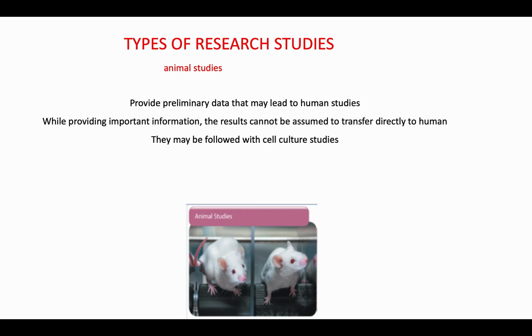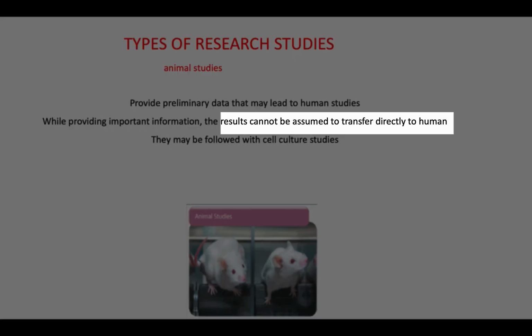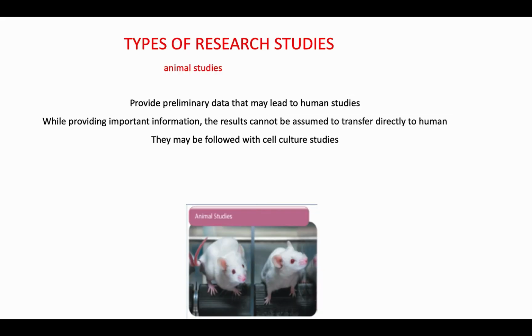Animal studies provide preliminary data that may also lead to human studies. But please remember, animal studies don't translate directly into humans. We are not mice. When you are looking at your news feeds, when you are reading about something magical happening, if it says mice, that's very exciting, but you need to wait for the same thing to happen in people. If mice studies show positive results, they may be followed by what are called cell culture studies, or they may have been preceded by cell culture studies.